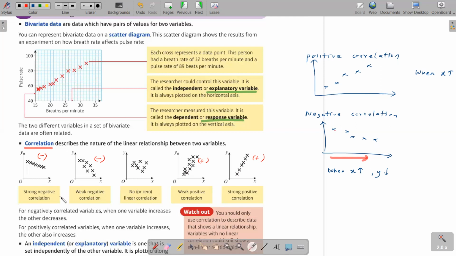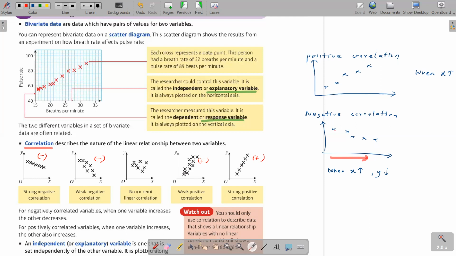Do you see those words? They use the words strong and weak. Okay, what do you mean by strong and weak? So a strong correlation means the points are lying quite close to a straight line. If they are lying in such a way that you can see the straight line, then it's a strong correlation, right, guys?